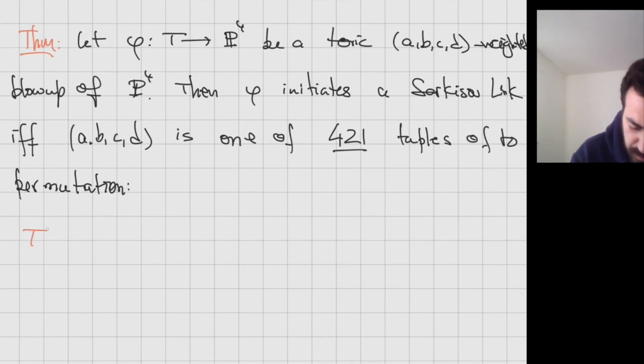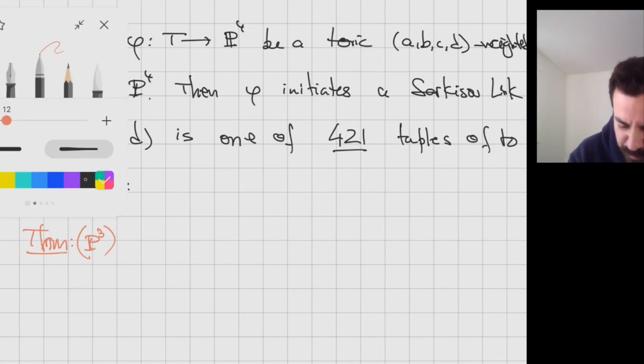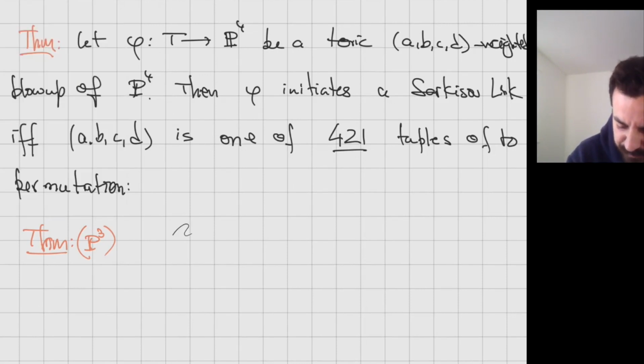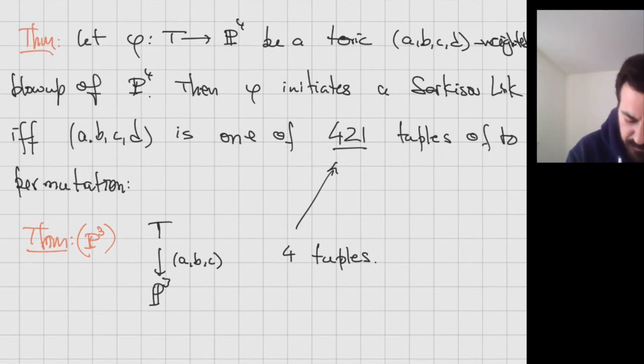The same theorem for P3 is a very cute theorem. It says that if T to P3 is an A, B, C weighted blowup, then A, B, C can be one of 4 tuples. So you can see how much it jumps. I just want to give you a very, very brief idea of the proof, maybe.